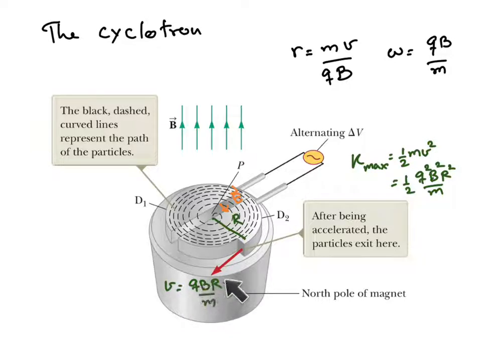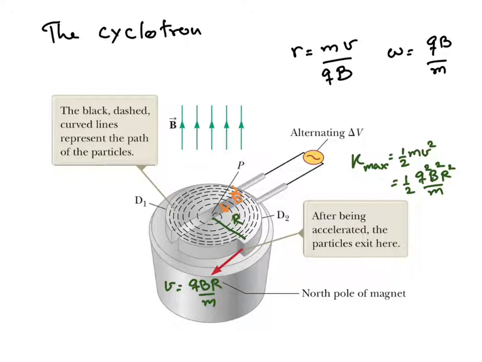We can calculate the velocity of the particle when it exits the cyclotron as v equal to qBR over m. We use this equation and we rearrange it to get v equal to qBR over m. R is the maximum radius of the system.